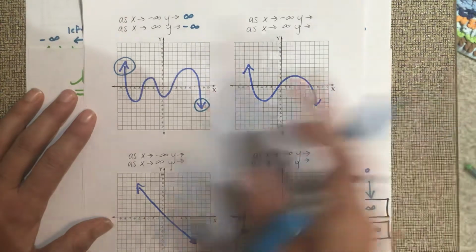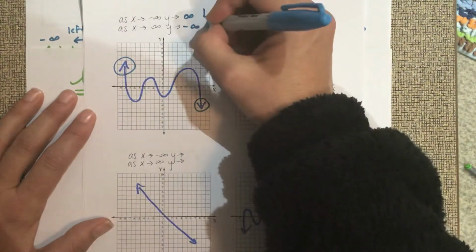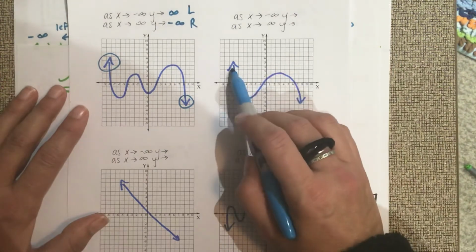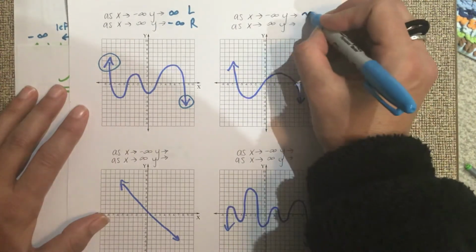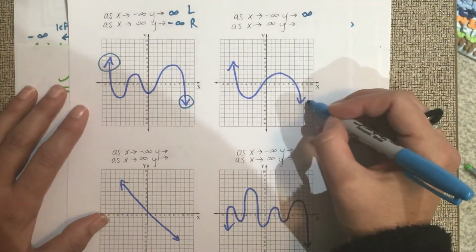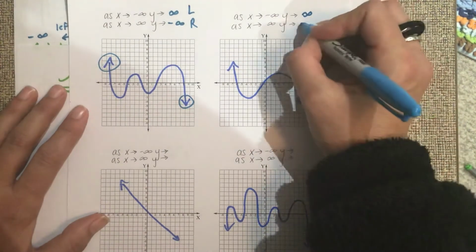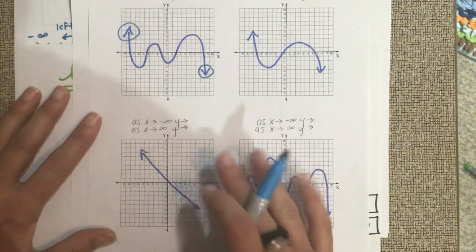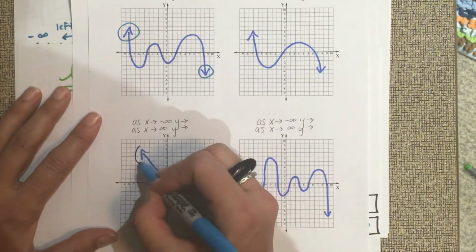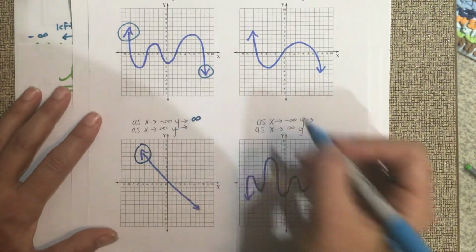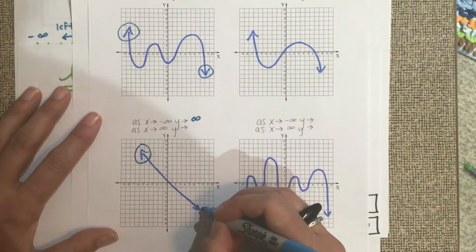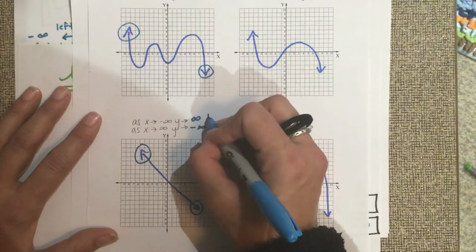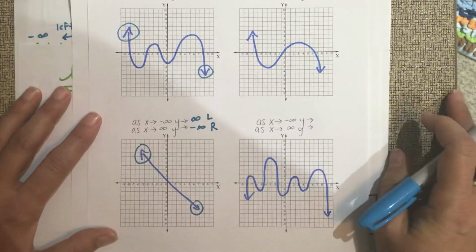Okay, again, left to right, arrow. The left arrow here is going up, so that's positive infinity. The right-hand arrow is going down, so that's negative infinity. Here, the left-hand side is going up, so that's going to positive infinity. The right-hand side is going down, so that's going to negative infinity. Again, left and right.